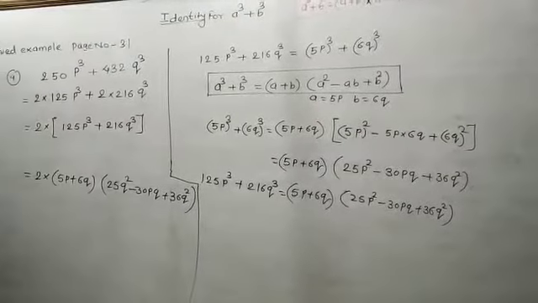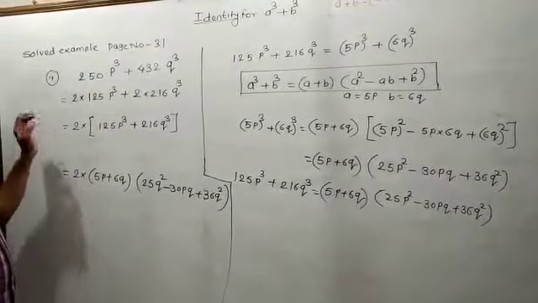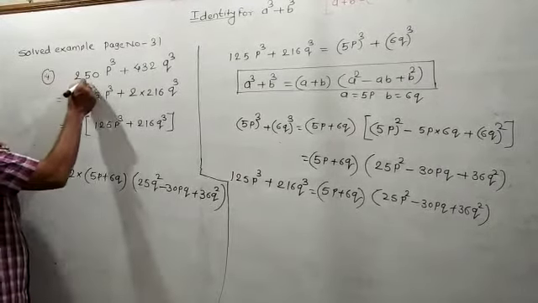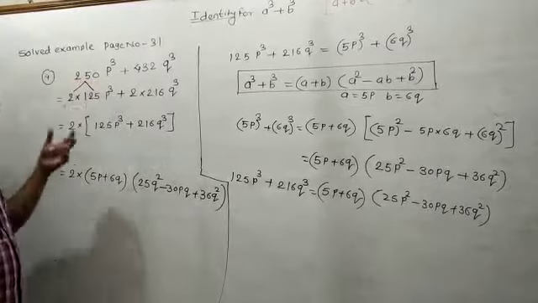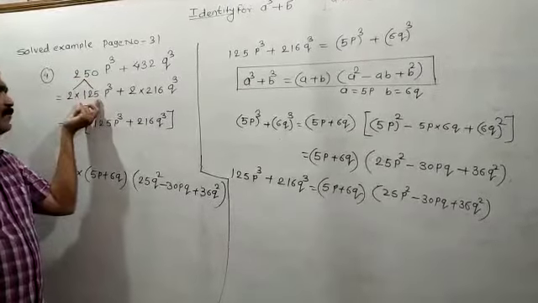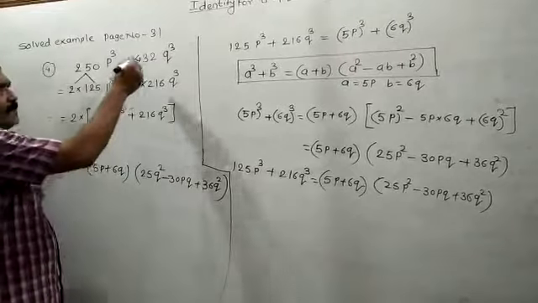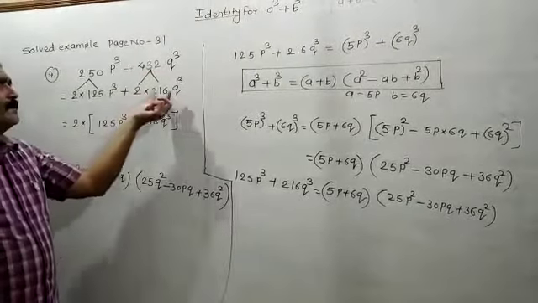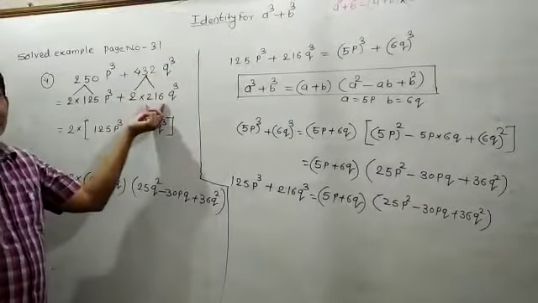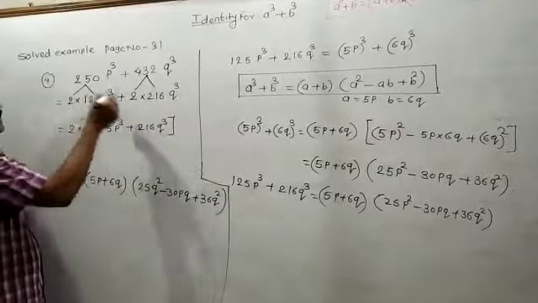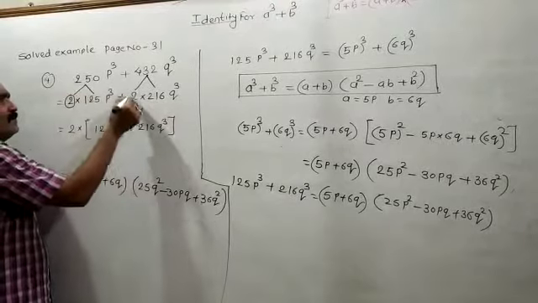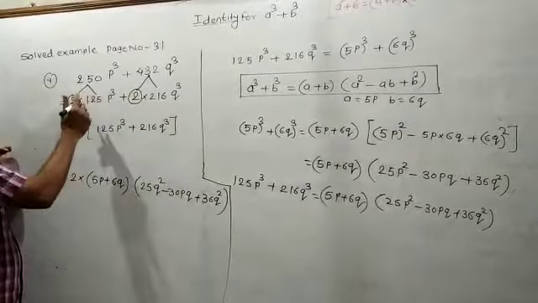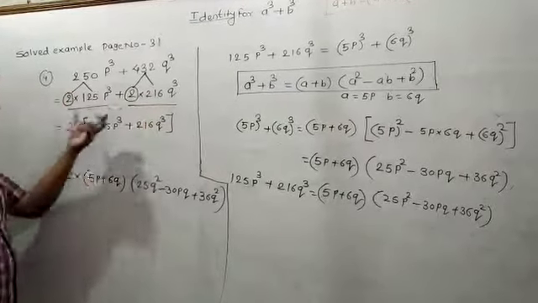So if you want to convert in the form of the perfect cube, I will write 250 as 2 multiplied by 125, because this 125 is a perfect cube, and this 432 I will write as 2 multiplied by 216 into q cube. This 216 is also a perfect cube. Here, in between the terms, this 2 is common, so you have to take out 2 common from both the terms.